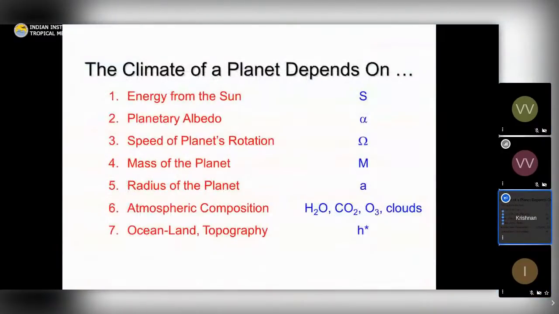And so when we say the climate of a planet basically depends on the energy from the sun and the planetary albedo, how much is reflected. There's incoming energy, but a significant portion of that is reflected. It also depends on the planetary rotation rate, the mass of the planet, the radius of the planet, and very importantly, the atmospheric composition, like water vapor, carbon dioxide, ozone, clouds, and the distribution of the ocean, land, and topography. So this is what essentially determines the climate of a planet.